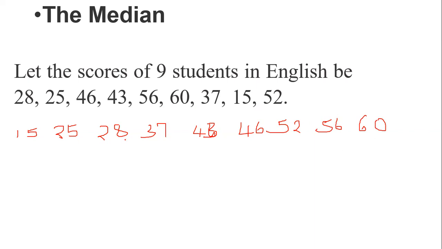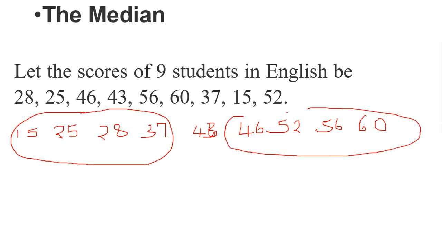So there are 9 values. In this case, divide this data into 4 parts and also into 4 parts. You remain with only one value in the middle, so your median will be 43, the value you have remained with in the middle. So first of all, you have to order your data for ungrouped data.